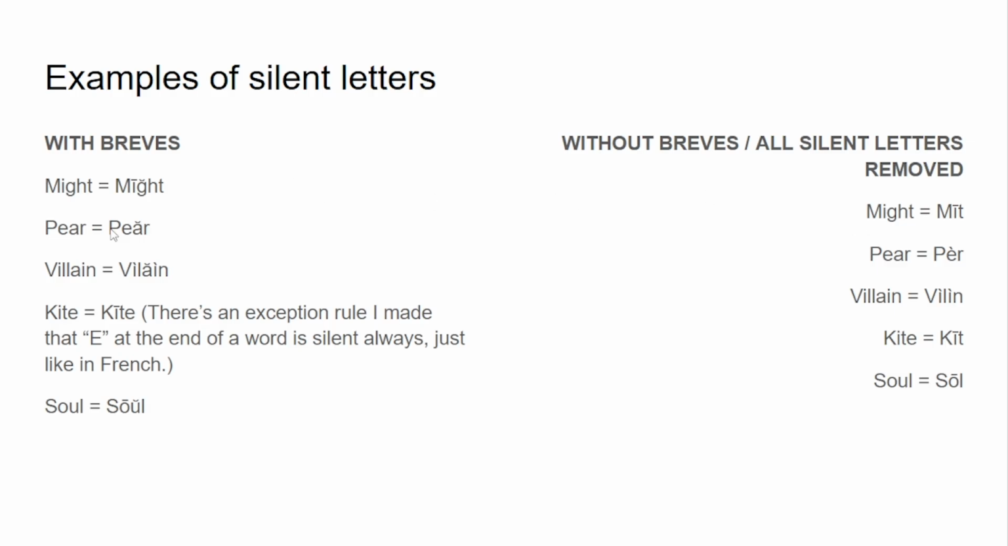So again, here's might. Over here, the G and H are removed. Pair is just the A is removed, so it's pair like this with the E with the grave. Villain, you see the A is gone. Kite, the E is gone, but the I has a macron, so you can just pronounce it as kite. It's not keet. This could also mean it's pronounced as keet, but later on you would for sure know this means kite. And then soul is like this without the U. It looks similar to the Latin name for sun, soul or something like that. So yeah, that's pretty cool.